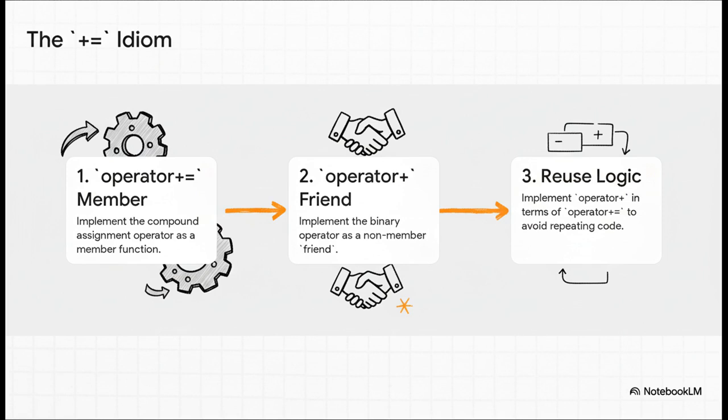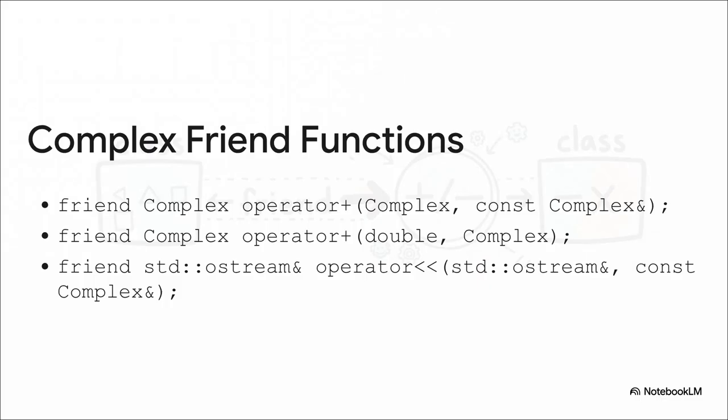And here's the really clever part. You implement plus by using the += you just wrote. This keeps your code super clean, efficient, and you're not repeating yourself. So in our complex class, we declare our main operator+ as a friend. We can even add other friend overloads, like one that lets us do double + complex symmetrically.